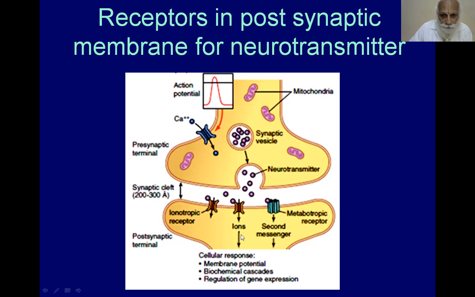So either sodium ions coming in or potassium ions going out causes the change in the membrane potential. There could be a series of biochemical reactions. It is also possible that there is regulation of gene expression, particularly through these metabotropic receptors.